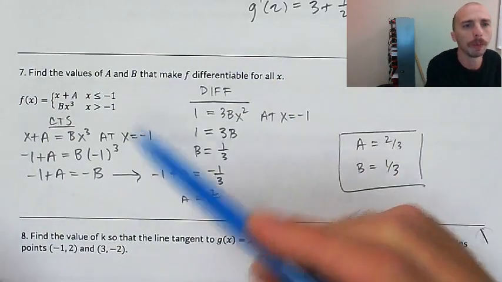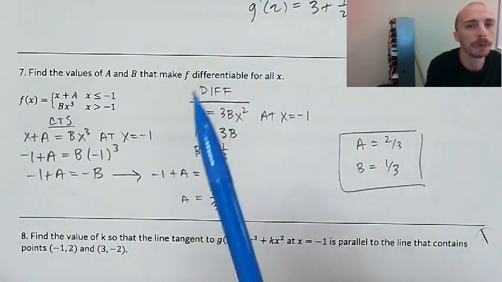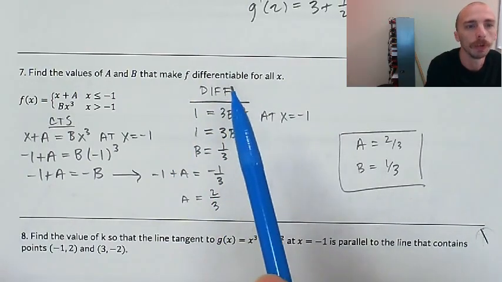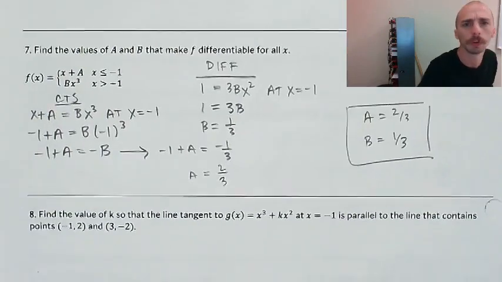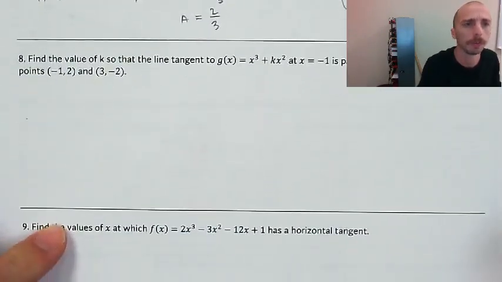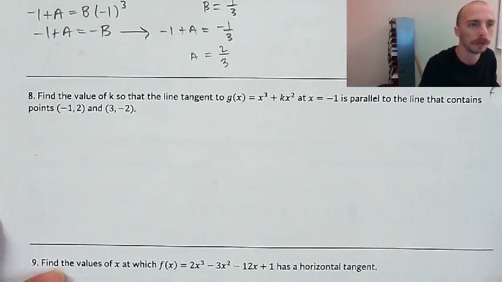And if you're wondering, why didn't it say it was continuous and differentiable for all x? That would be because if they say differentiable, then that means it must also be continuous. That was something that we've learned in this unit, is that if a function is differentiable at a point, then it must be continuous there as well. So they don't need to say it if they just say differentiable.